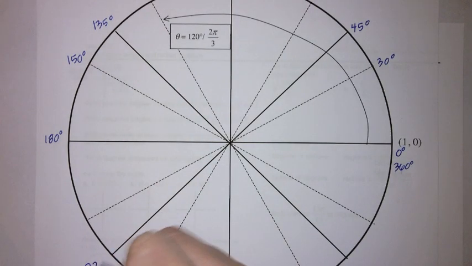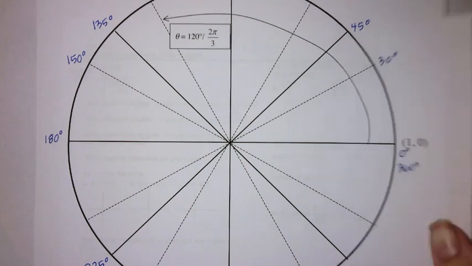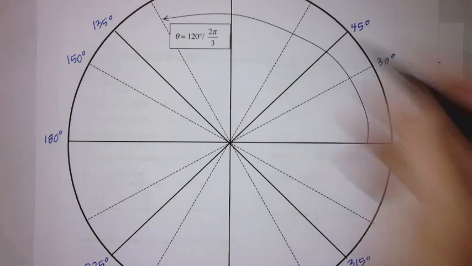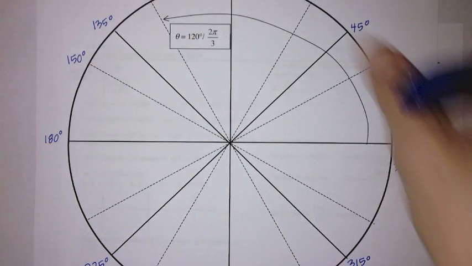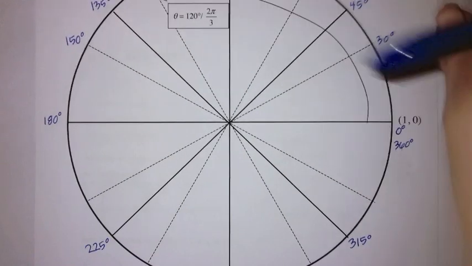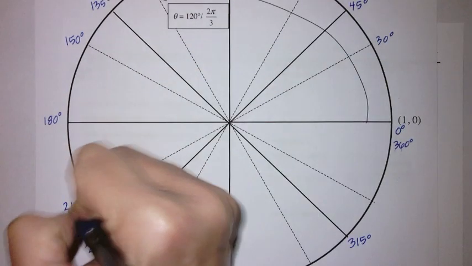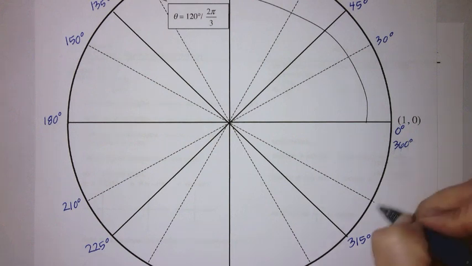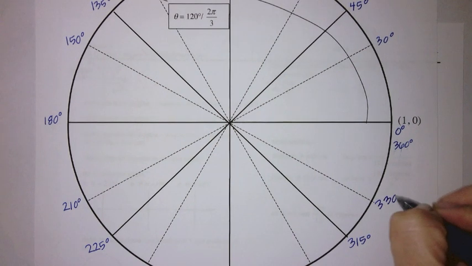Let's get those 45 degree angles in there first. That's 225. And then over here is going to be 315 degrees. And then we'll go back now and fill in our 30, 60, 90 angles. So we have 210 degrees, and then we have 240 degrees, and then we have 300 degrees and 330 degrees.